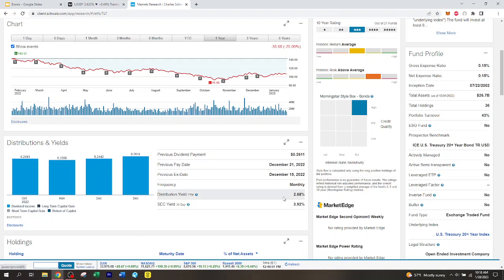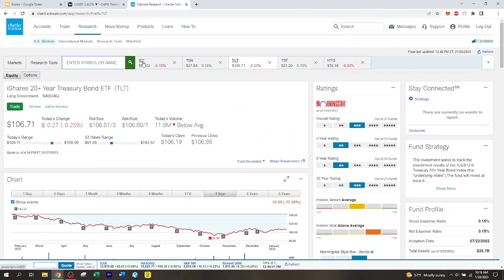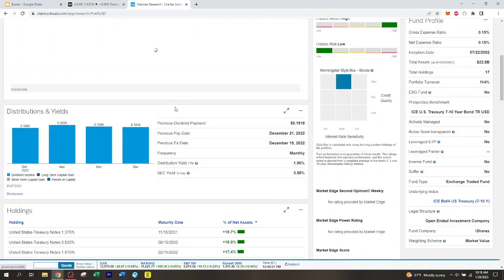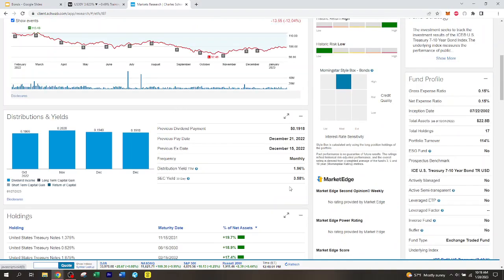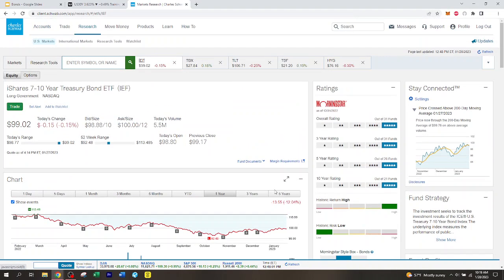And here you see that higher distribution yield. Currently, the TLT will give you 2.68% yearly. The IEF will give you 1.96%. So that's how you see the longer duration bond maturities are going to give you that higher yield.